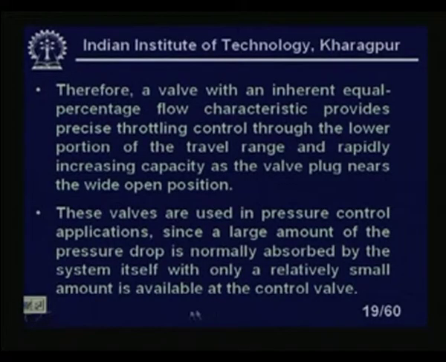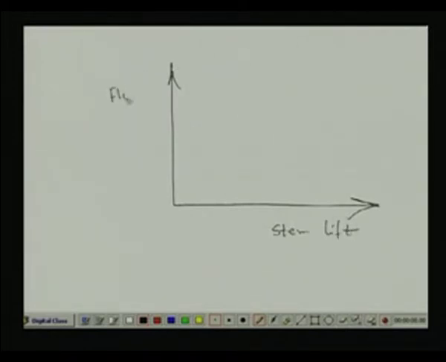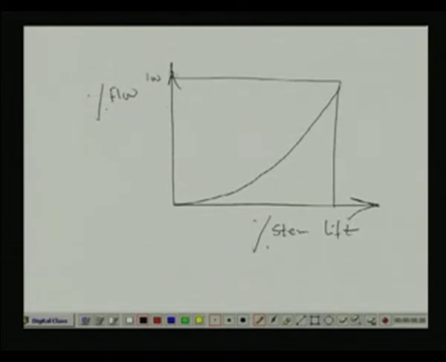You can see how the characteristics look. If I take a blank page, it will look like this. This is our stem movement or stem lift. This is our flow, percentage flow, percentage lift. So the characteristics will be like this one. This is 100% of the lift. That is the reason we call it equal percentage. The percentage will be equal at that point of the stem lift. Clear?